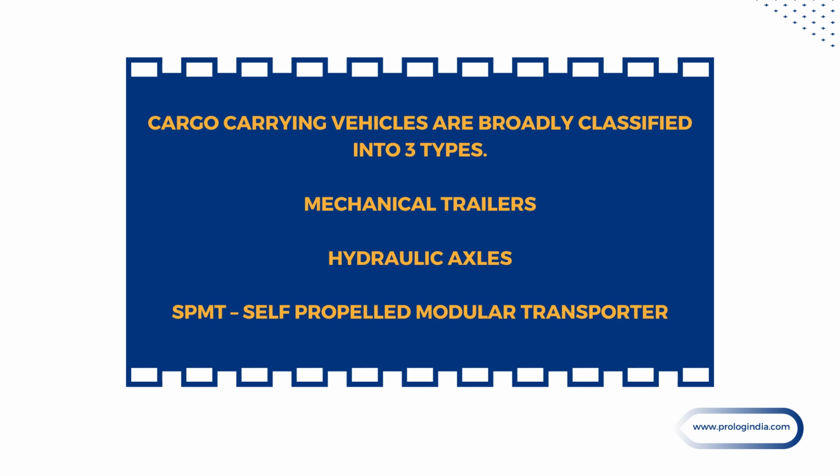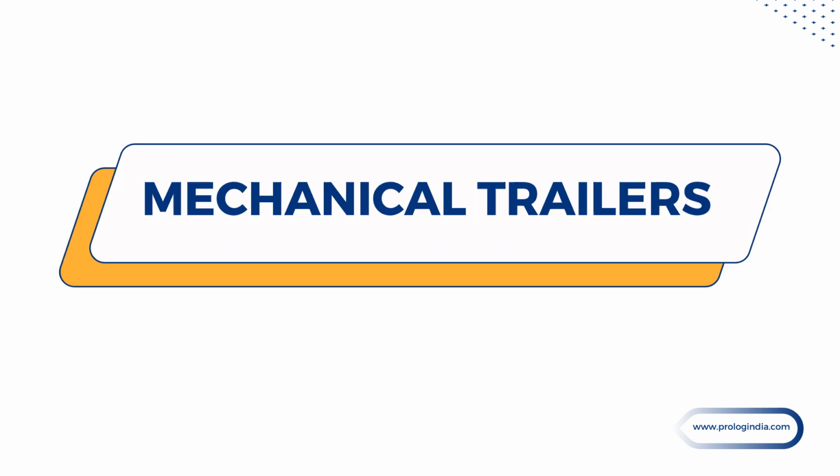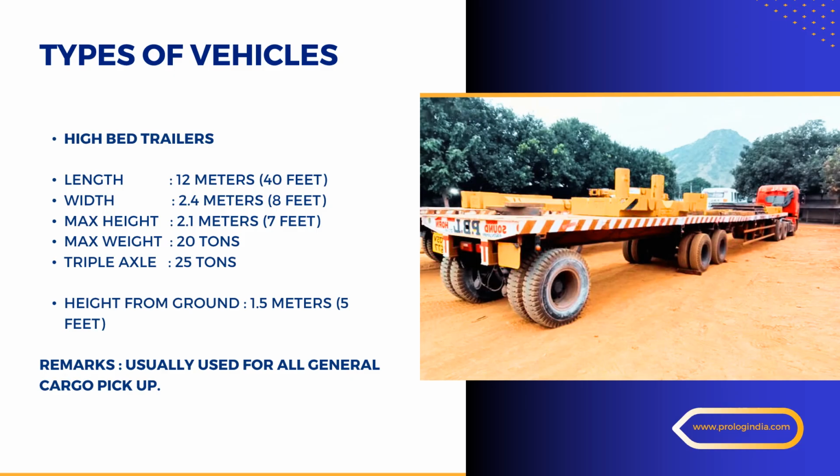Cargo carrying vehicles are broadly classified into three types: mechanical trailers, hydraulic axles, and SPMTs, which are self-propelled modular transporters. Now, let's look at the first type of vehicle, that is the mechanical trailers. In mechanical trailers, there are again three or four types of trailers.